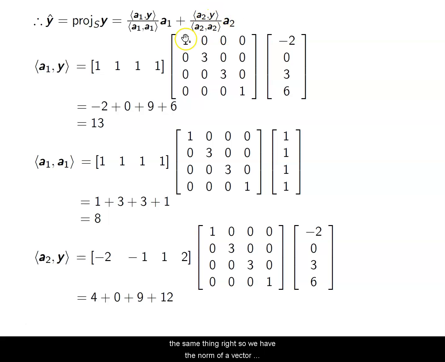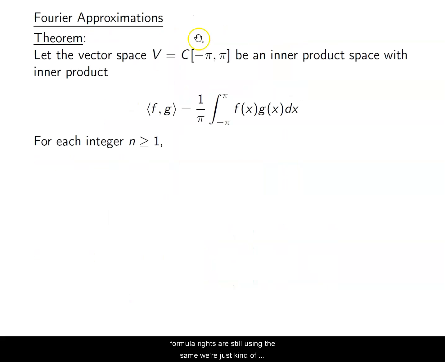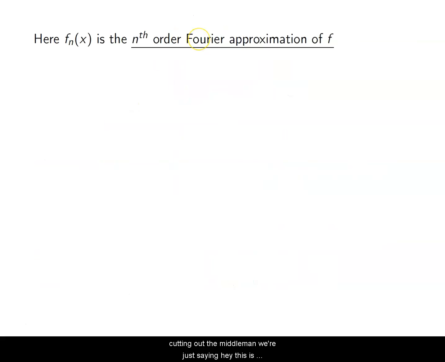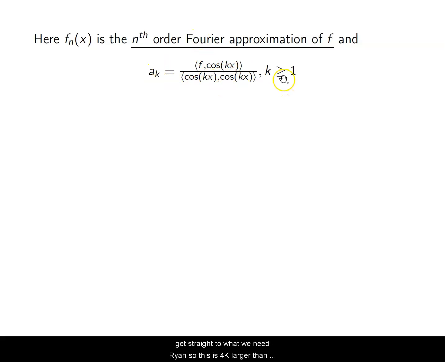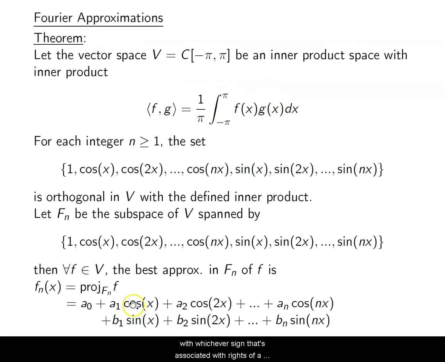So we have the norm of a vector with itself, and we're basically using that projection formula. We're still using that same formula. We're just cutting out the middleman. We're just saying, let's get straight to what we need. And so this is for k larger than 1. b_k is the exact same thing, except with my function f and whichever sine it's associated with. So a1 has cosine 1x, a2 has cosine 2x, so here k is 2.